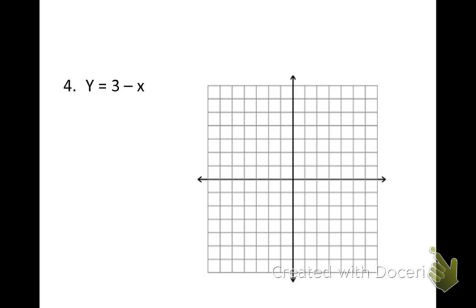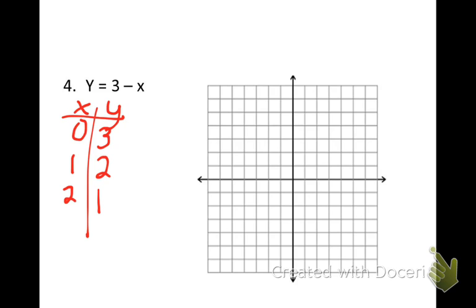Again, y is by itself, so we're ready to make our xy table. I choose 0, 3 minus 0 is 3. Choose 1, 3 minus 1 is 2. Choose 2, 3 minus 2 is 1. So 0, 3; 1, 2; and 2, 1.